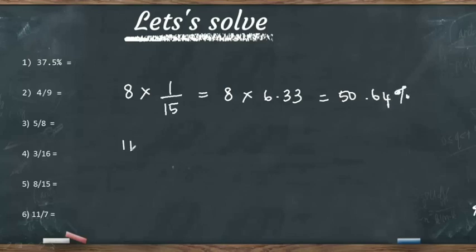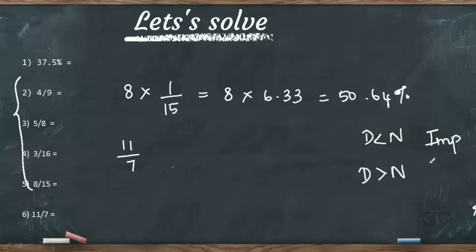One last question, 11 by 7. Well, 11 by 7 is actually different from all the fractions that we have seen earlier. The reason being, 11 by 7 is an improper fraction. How do you differentiate between improper and proper fractions? It's very simple. If your denominator is lesser than your numerator, then it is an improper fraction. If your denominator is more than your numerator, then it's a proper fraction. That's it, very simple. So here it's an improper fraction.